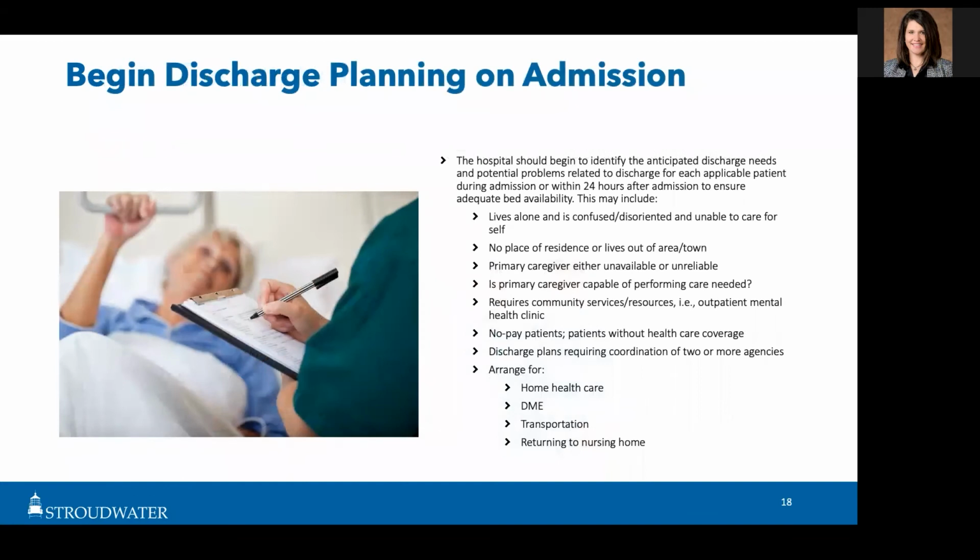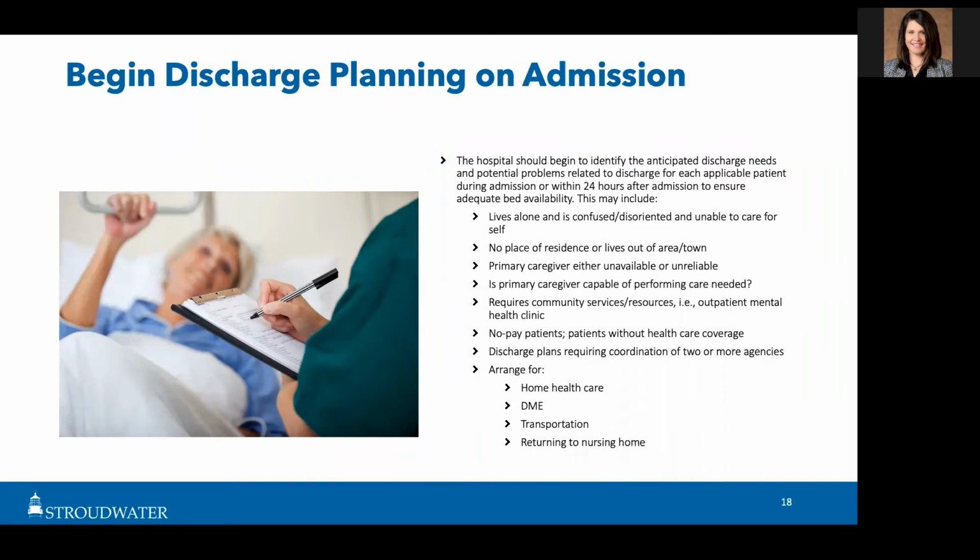So some of the key things to consider as we go through our discharge planning process is beginning discharge planning on admission. We like to see that discharge planning happens on admission or within 24 hours after admission. Sometimes the patient comes in on a Friday, but the team is not able to start that within 24 hours.